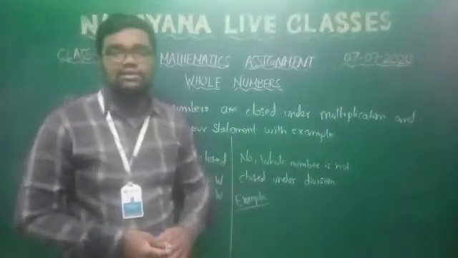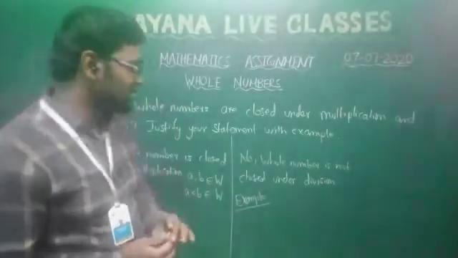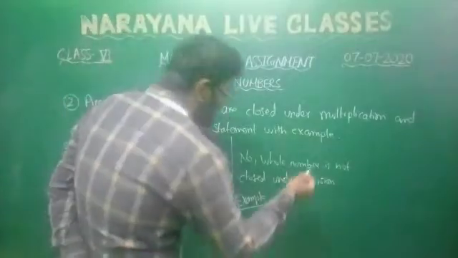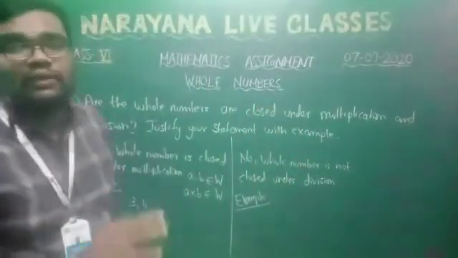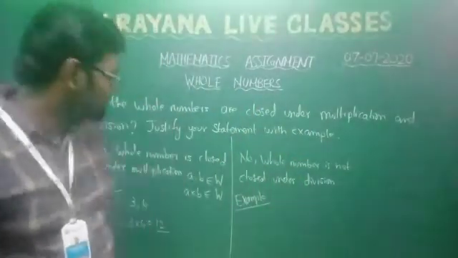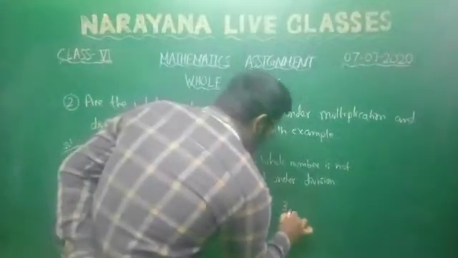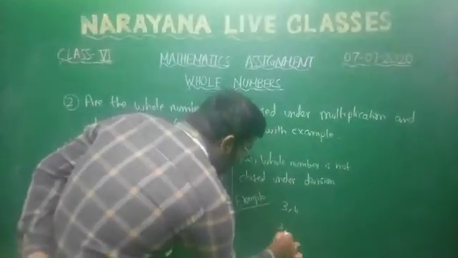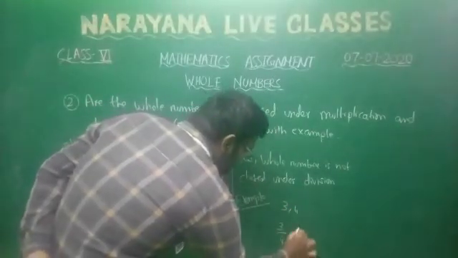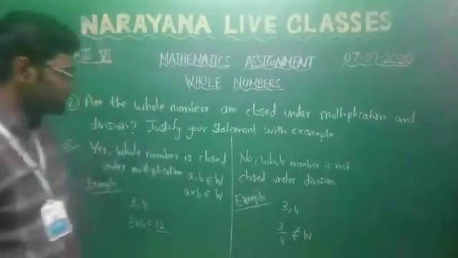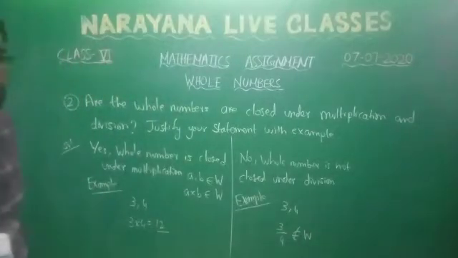Similarly, it is not closed under division. Why is it not closed under division? If you divide whole numbers, you will sometimes not get a whole number. For example, let's take the same numbers 3 and 4. If you divide 3 by 4, the value you get is not a whole number. So it is not closed under division.